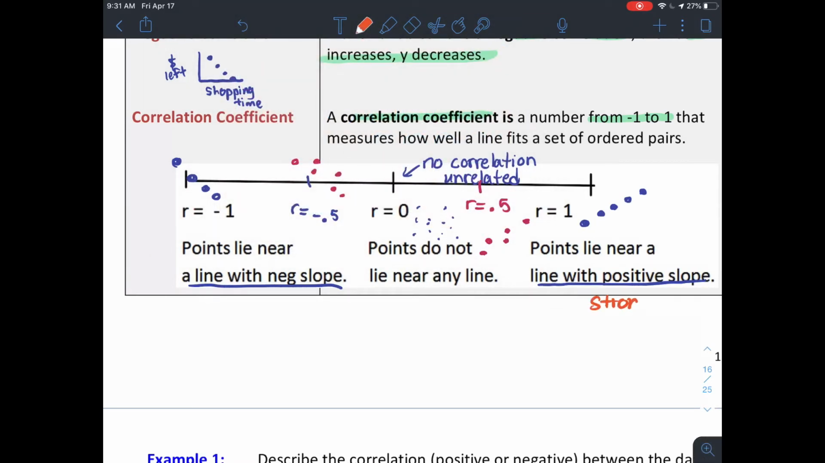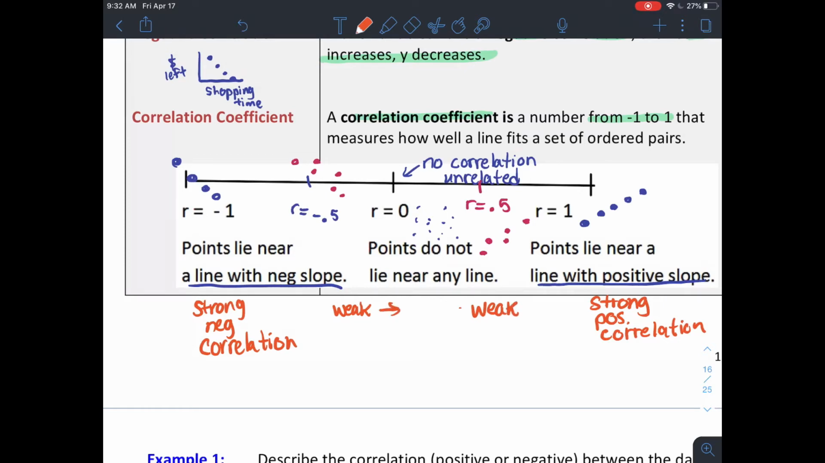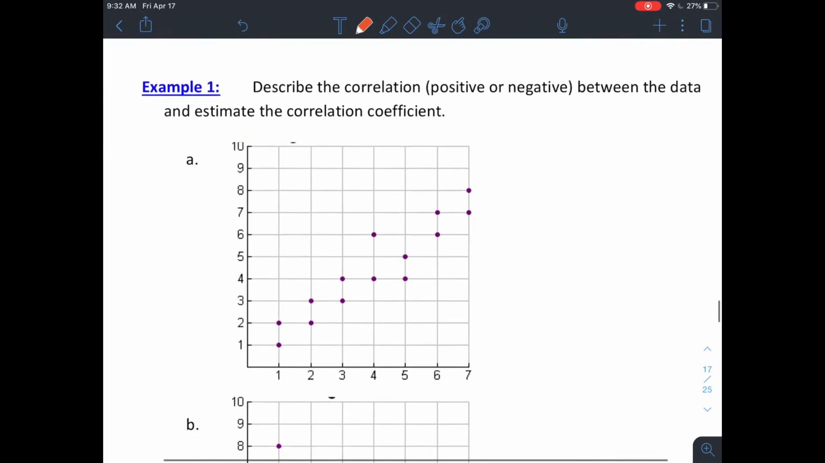It's a scale. Points that have a correlation coefficient close to 1 or -1 have a strong positive or negative correlation because they're very closely related to one another. The closer you get to 0, like a correlation coefficient of 0.2 or -0.3, those are weaker correlations where there's some relationship but not a strong one, and then 0 is no correlation.